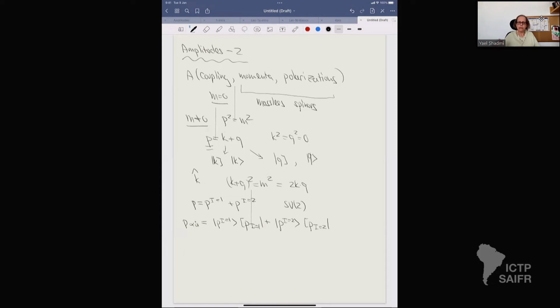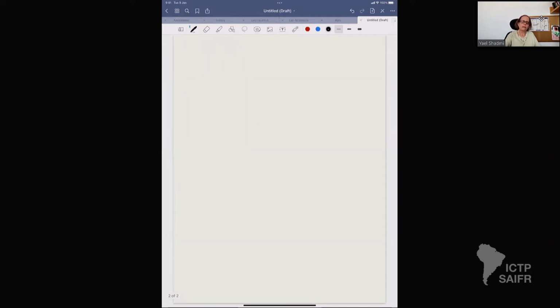Okay, so this concludes the story for the momenta. Now let's talk about polarizations. Let me start with fermion polarizations first.